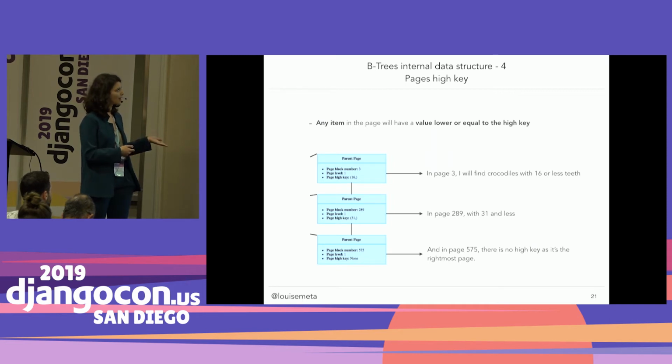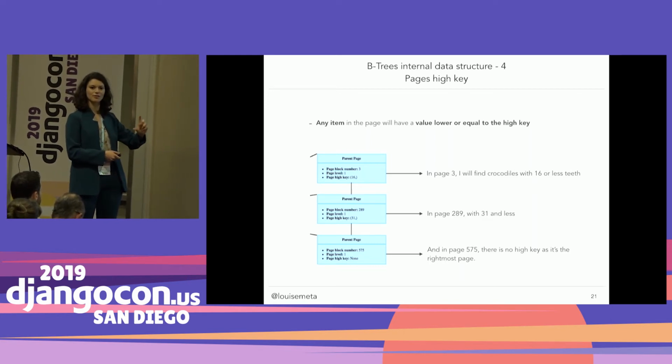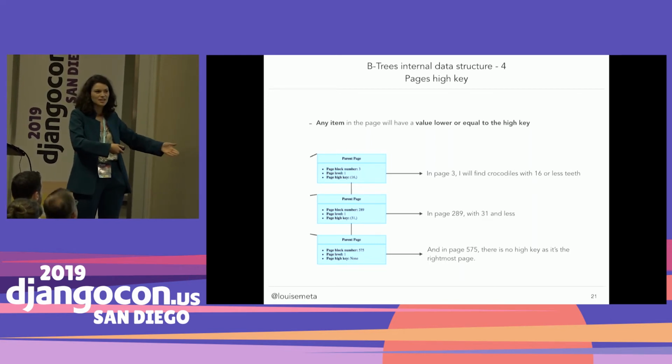So I was talking about high key. Here, for example, maybe in the back you don't see as well. I'm sorry, I hope you do. This page has the high key 16, so I will only find crocodiles with 16 or less teeth. In this one, the high key is 31, so it will be 31 or less. And here I don't have a high key because it's the last page of the level, so you don't know how many teeth a crocodile will have. It could be like 100, or less probably.